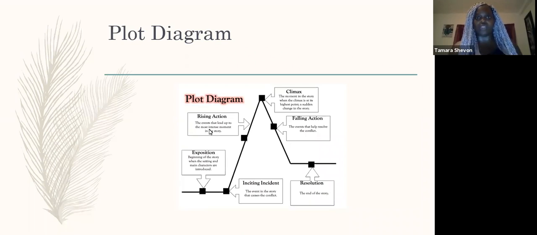Then you have the rising action. These are the events that lead up to the most intense moment of the story. So the inciting incident is like striking the match, the rising action is the match burning, and the climax is everything on fire, okay? So you have the climax. This is the moment of the story when the conflict is at its highest point, a sudden change in the story. Something has been built up from the inciting incident to the rising action. Now we're at the climax, poof, everything's going crazy. It's switching what happens in the story. Then you have the falling action. These are the events that help resolve the conflict. And then you have the resolution, which is the end of the story, the conclusion.